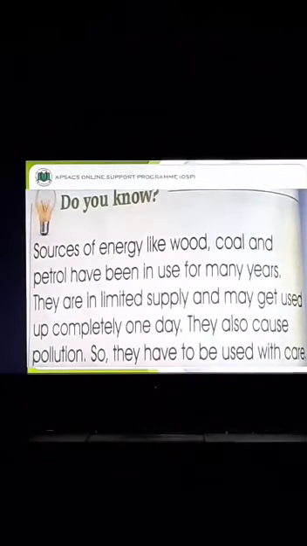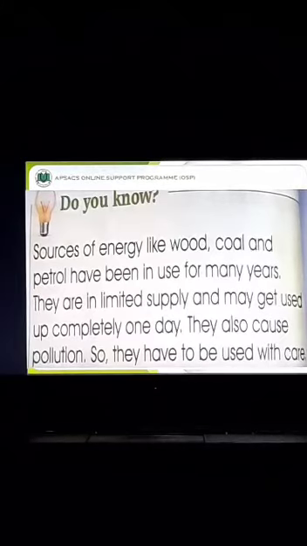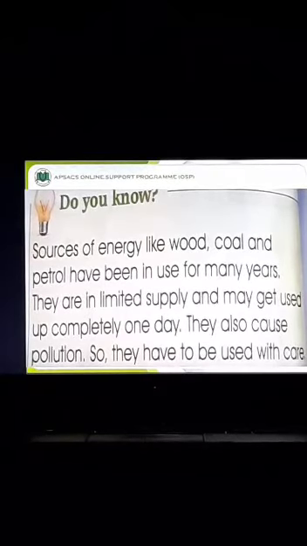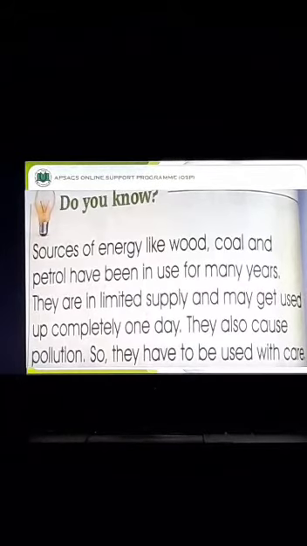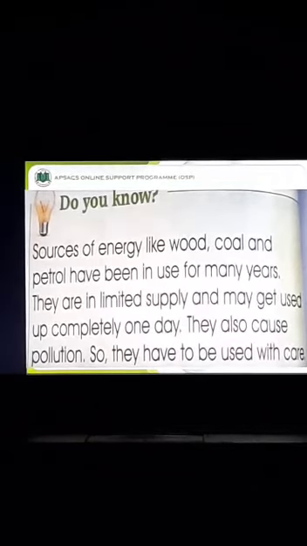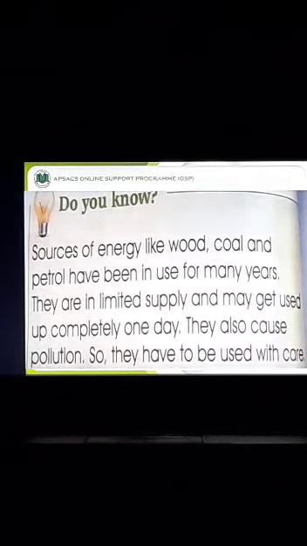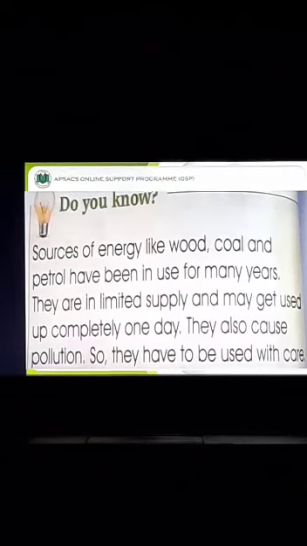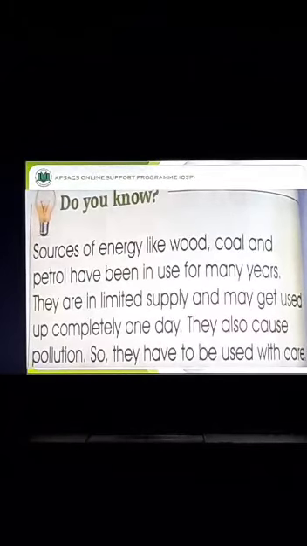Do you know, students, sources of energy like wood, coal and petrol have been in use for many years. They are in limited supply and may get used up completely one day. They also cause pollution, so they have to be used with care. So students, we will also try to use these sources of energy in limit to reduce pollution.